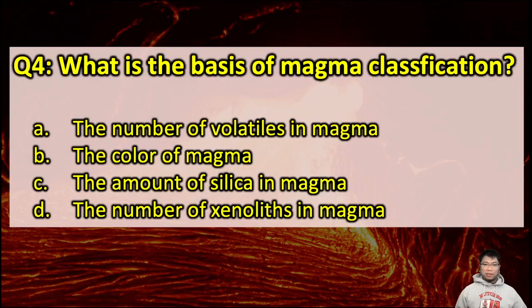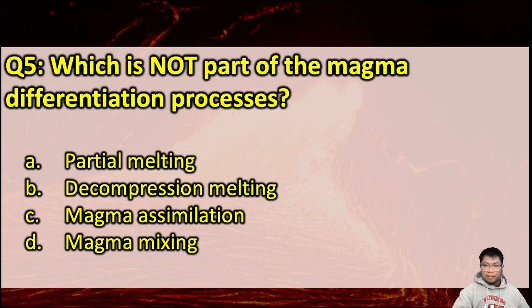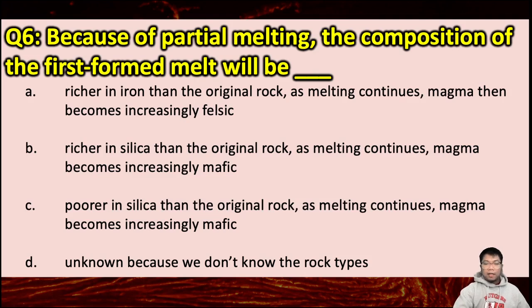So that leads to the next questions that I'd like you to answer. The first one is, what is the basis of magma classification? Question number 5, which is not part of the magma differentiation processes? Question number 6. Because of partial melting, the composition of the first formed melt will be what?